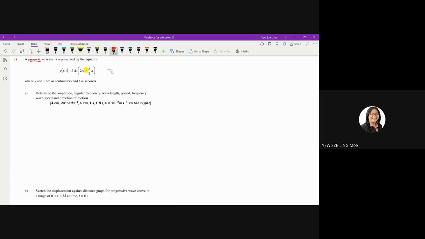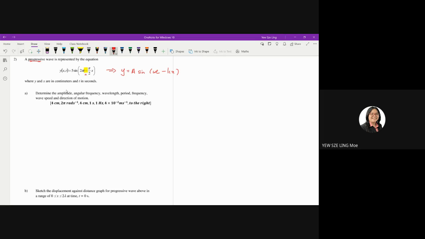So again, we want to compare it with the general equation, y equals A sine (omega t minus kx). Now you're given a negative sign, so minus kx. If you're given an equation with a positive sign, then you write plus kx. If you're given an equation with a negative sign, then you just write minus kx. So compare the equation given with the general equation. By comparison, you will be able to solve question A.